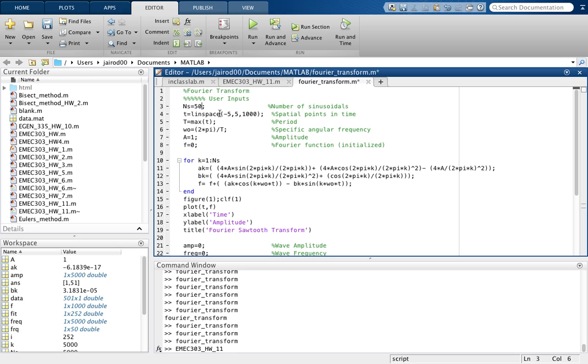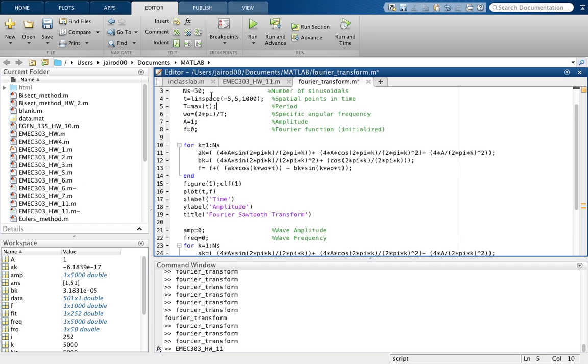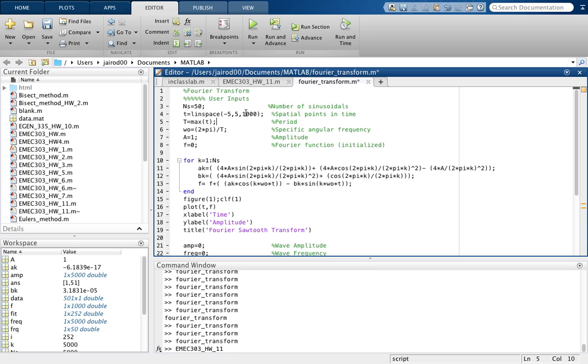We'll see that we have our number of sinusoids. We have our designated points. I just said from -5 to 5, negative T over 2 to T over 2, just looking at an even distribution. Now I said our period here is the max for which it is. We're going to go 0 to 5, just like we did in the last example.